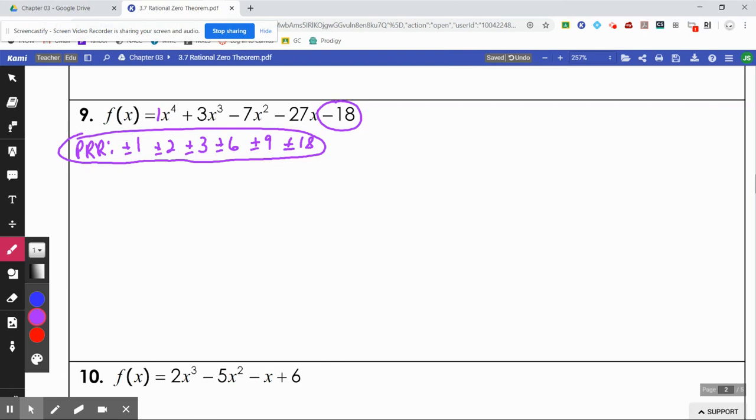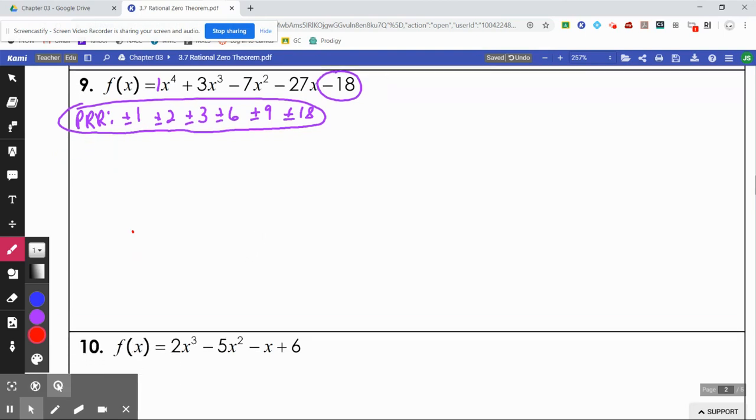Let's test one to see if we can find one that works. Again, let me change colors so I can keep track of it. Okay, let's test maybe 2.